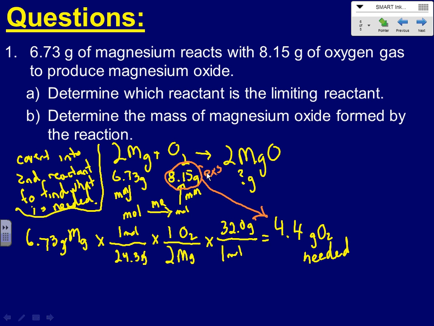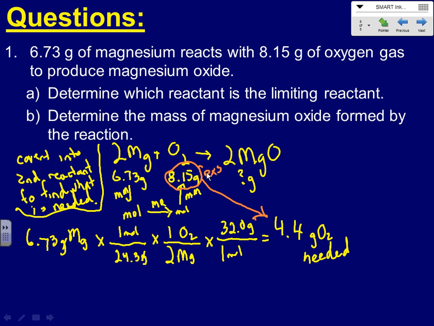Students will sometimes do the reverse logic. Start with the 4.4 and go back to the 8.15 and then get it backwards and think, oh no, I don't have enough O2. So please really consciously go back to what you have, compare it to what you need. If it's more, it's excess.